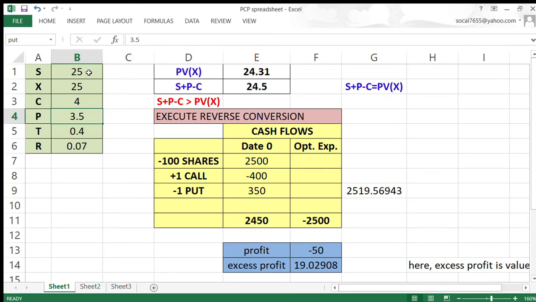And the reason I started with at-the-money puts and calls was that it's easy to see what's going on because every penny of their value is time value. There's no intrinsic value for at-the-money options.